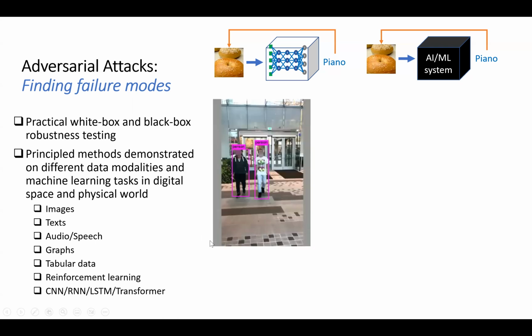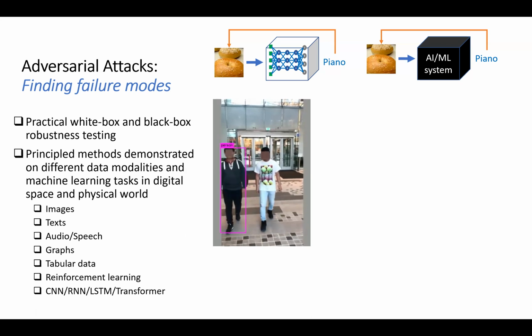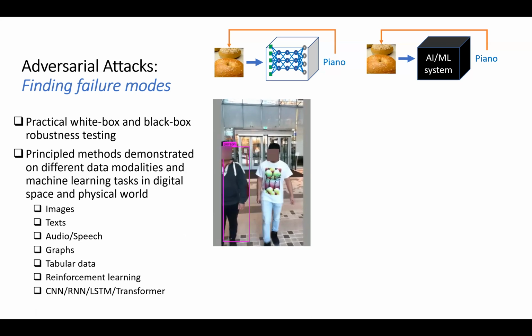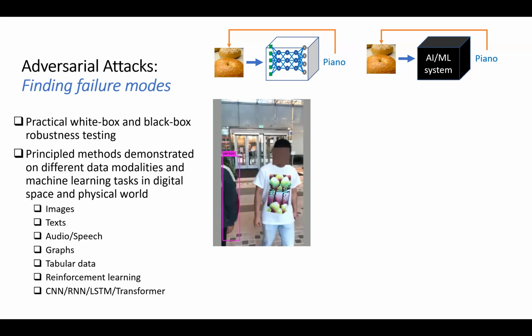This is one example that we created, which we call the adversarial t-shirt. Whoever is wearing the t-shirt with the pattern that we designed will basically become invisible to a deep learning-based person detector, so the frame detecting a person will disappear in most of the frames.